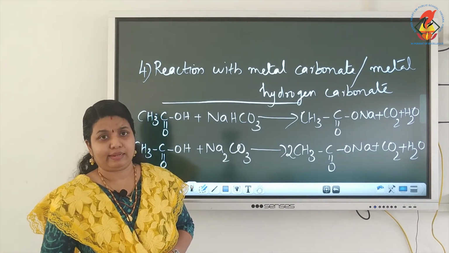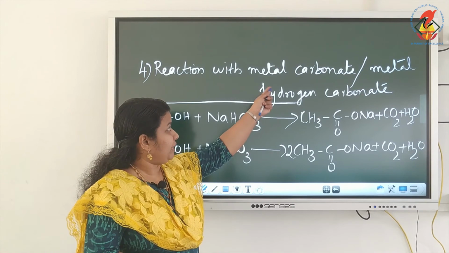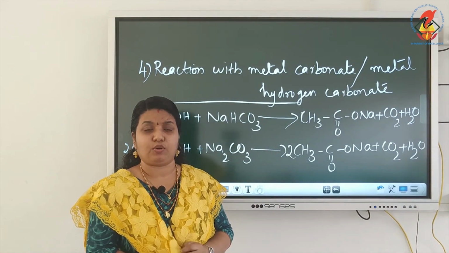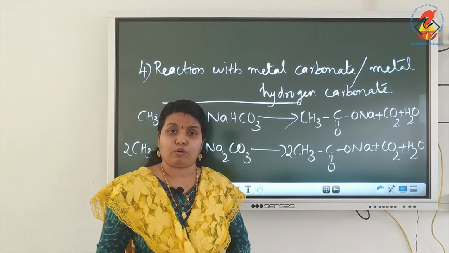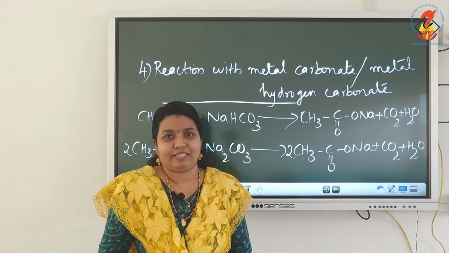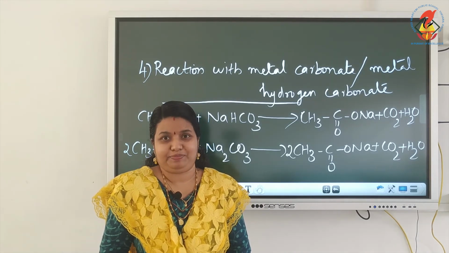So, when ethanoic acid reacts with metal carbonate or metal hydrogen carbonate, you get salt, carbon dioxide and water. The salt obtained is sodium ethanate or commonly sodium acetate. Okay. So, that is all about acetic acid or ethanoic acid. Thank you, children.